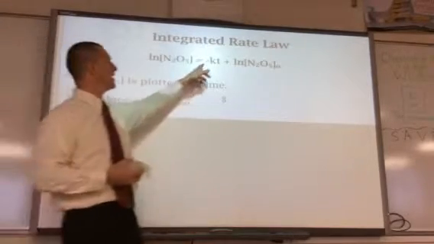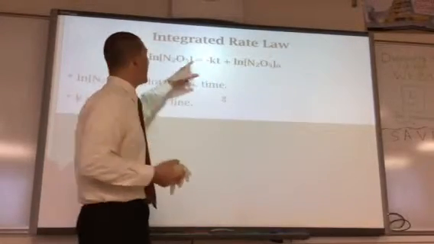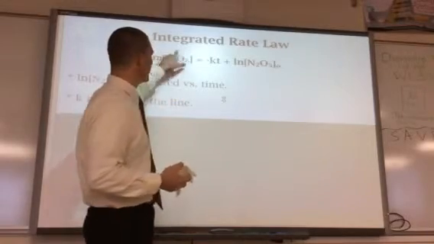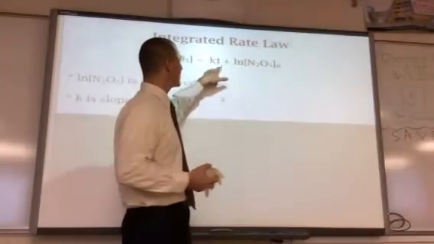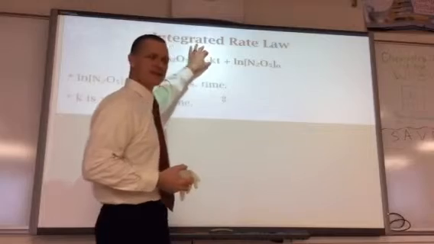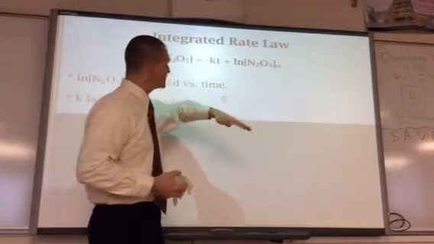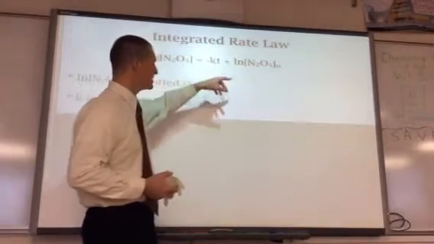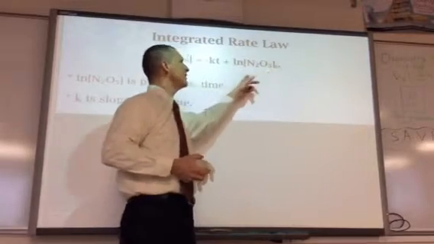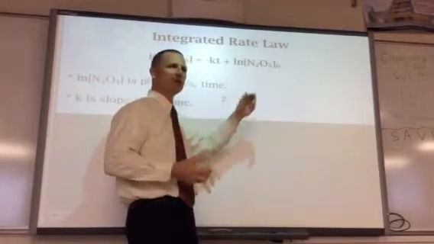Negative k. It's negative k, right. This is then the equation of the line. This is our y value, natural log of the concentration. T is the x-axis, and then this then is the slope. So it would be a negative slope, because k is going to be a positive number, but it's negative k. And then the y-intercept would be whatever the initial concentration was.